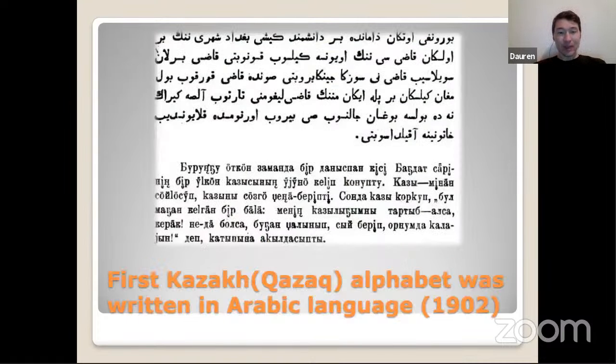So the first Kazakh alphabet was written in Arabic script. It was implemented at the beginning of the 20th century, in 1902. You can see here the first Kazakh writing in Arabic. I can't read it, unfortunately, but maybe you guys can read this one. It's a translation of the Arabic text.